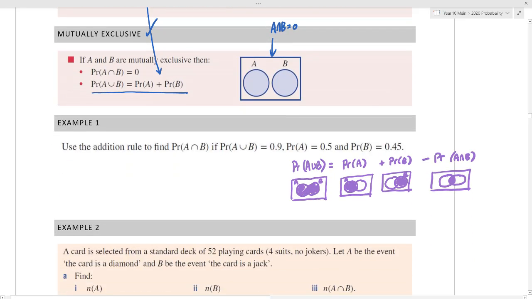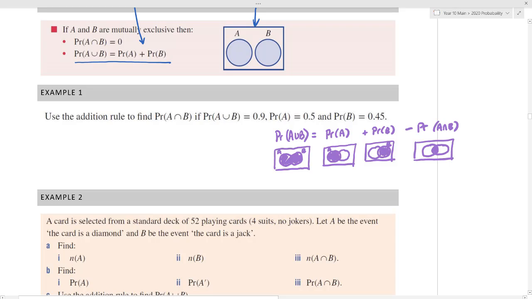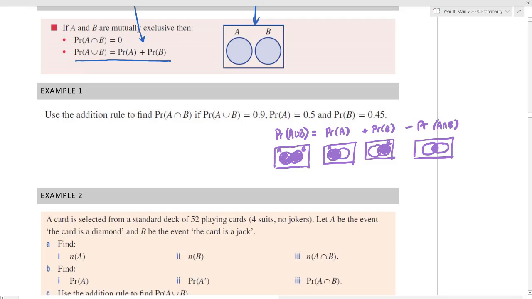Let's do an example. Okay, I would like you to try this based on what we've just been through. I'm going to pause the video now, okay, and I'm going to get the class to give this a go.